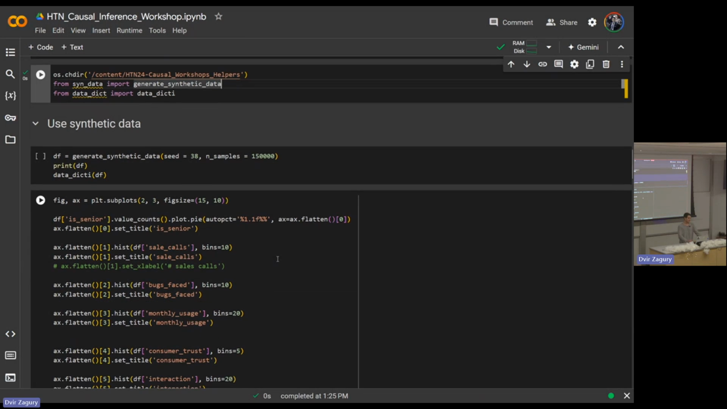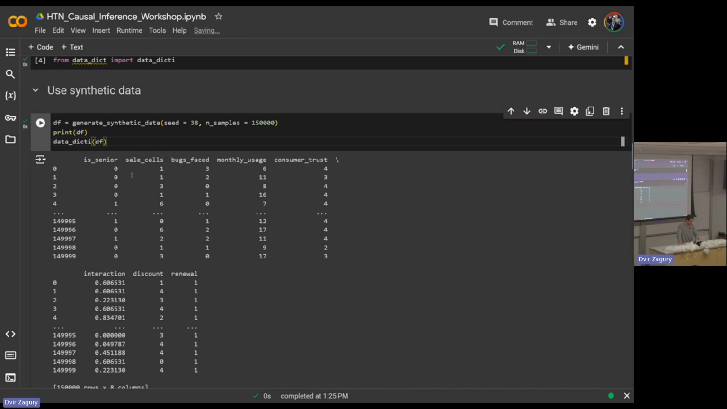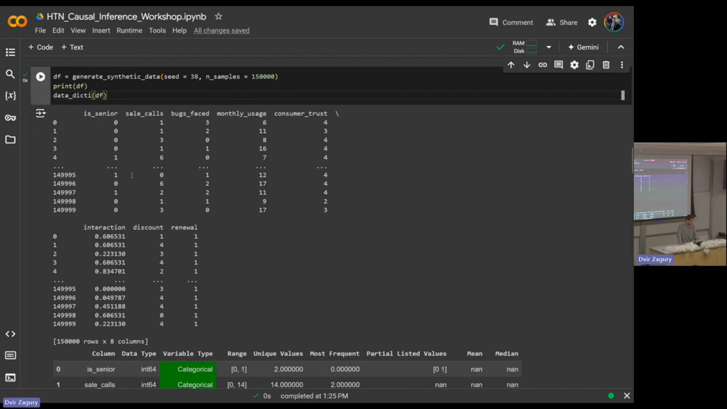Okay, now we're going to use synthetic data. We're first going to just explore it before we actually know the story behind the data. But it is synthetic in order for us to not have to do all the pre-processing and stuff like that. But let's look at it. So this is a data frame. We have about 150,000 samples.